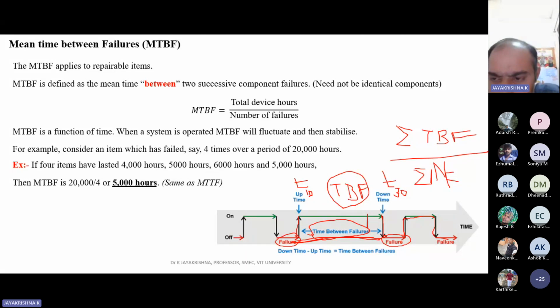Like this, now t equals 10. After then the machine will start at t equals 40. Then it can fail at t equals 50. So now here TBF is what? Here it is 20. What is the TBF here? Here 40, here 50. What is the TBF?